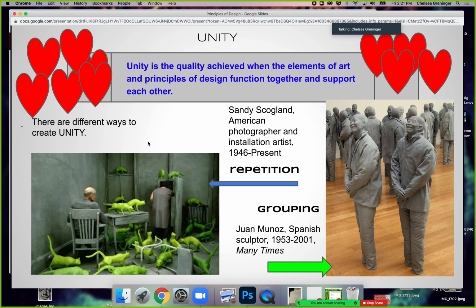Okay, perfect. So we see repetition of cats, which creates unity.